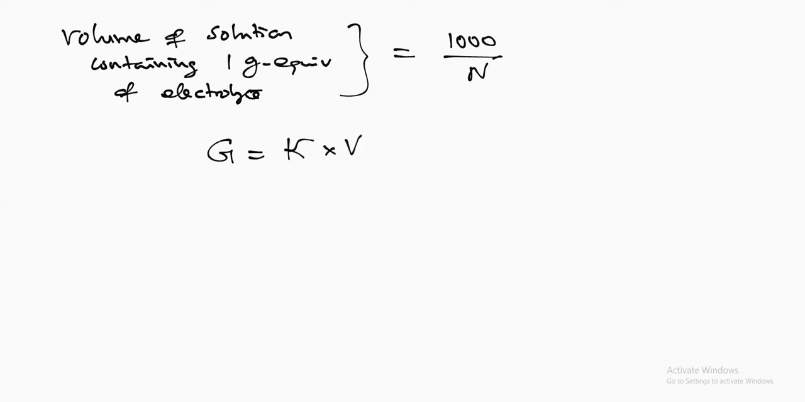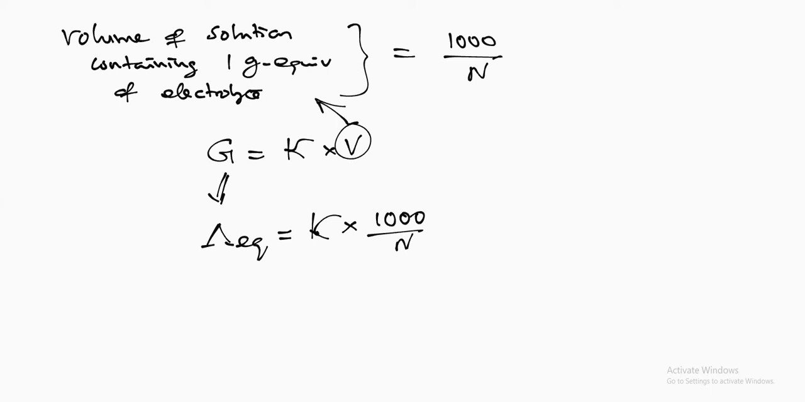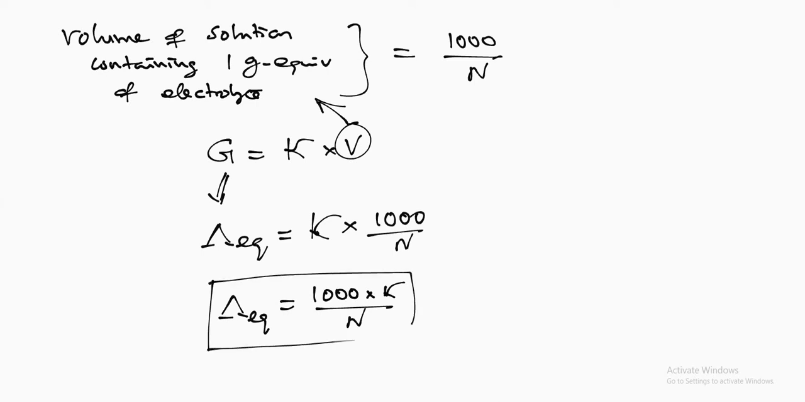Kappa into V. If the volume of the solution contains 1 gram equivalent of electrolyte, then the conductance becomes the equivalent conductance. So equivalent conductance equals kappa into, in the place of V, 1000 by normality. So this is the formula for equivalent conductance, students. Note down: equivalent conductance equals 1000 kappa by normality of the solution.